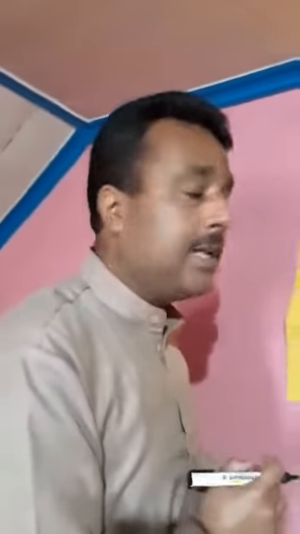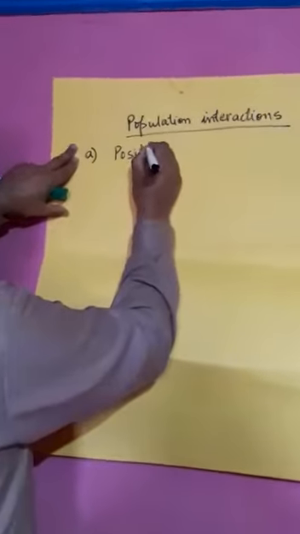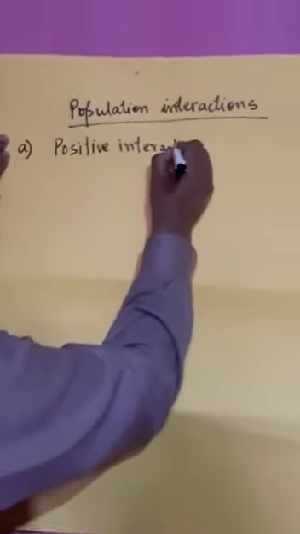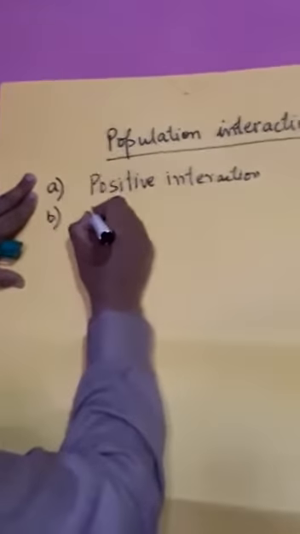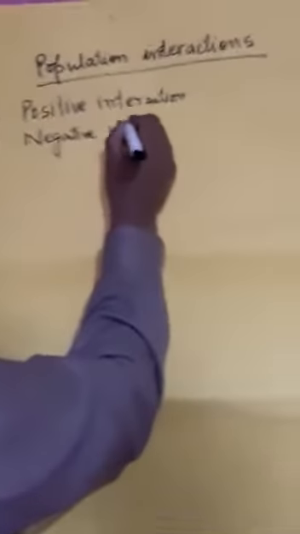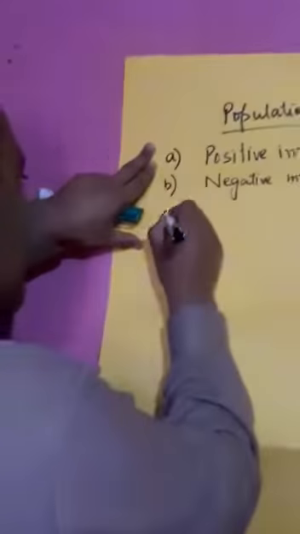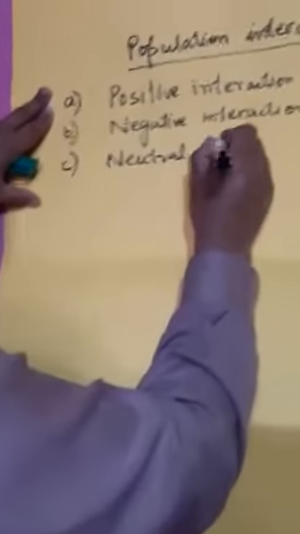We have mainly three types of population interactions. First one is called positive interaction. Second one, we have negative interaction. And third one is called neutral interaction.